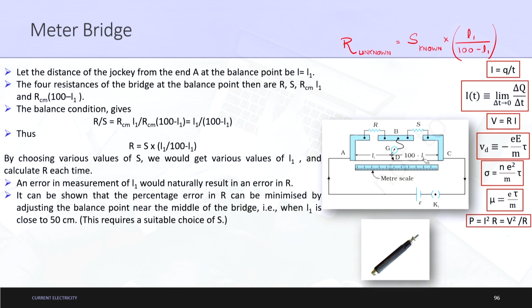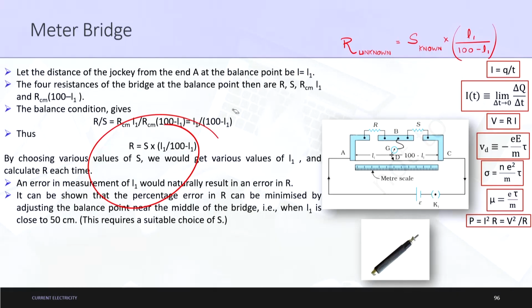Therefore, for the meter bridge, if we need to find out the value of unknown resistance, given that we know the value of known resistance S, then R unknown is equal to S known into L1 upon 100 minus L1. So this thing was explained. Let me just read the last 3 lines and then we will move on to the potentiometer. By choosing various values of S, we would get various values of L1 and calculate R each time. An error in measurement of L1 would naturally result in error in R, quite evident.